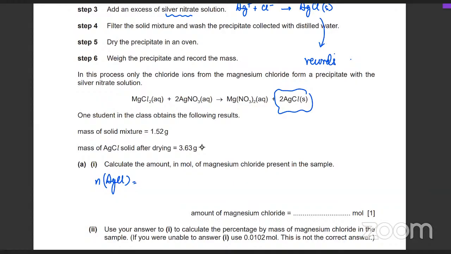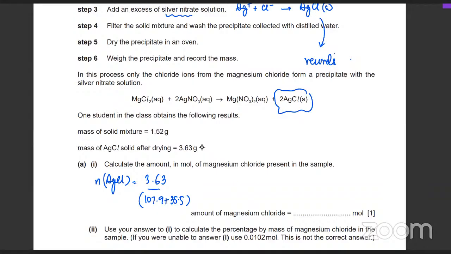So how do you calculate moles? Moles is mass divided by molar mass. So it's 3.63 grams, and we need to find the molar mass of AgCl. Ag is 107.9, plus Cl is 35.5, I think. So how many moles do we get for this? 0.02.